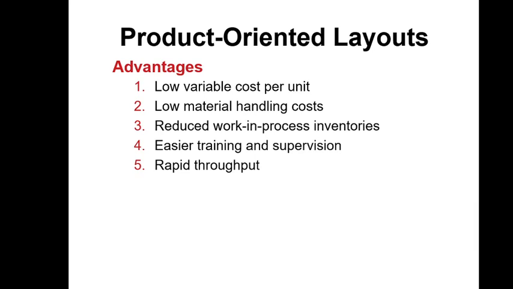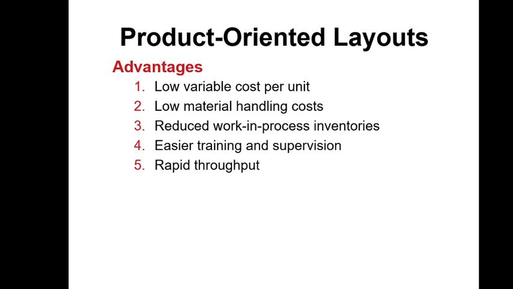What are the advantages of product-oriented layout compared, of course, to other layouts? Low variable cost per unit, and this is very important. Low variable cost per unit. Why? Because the number of units that we are producing is high, and we said you cannot really use the product oriented strategy or the product oriented layout unless you have massive production, yani unless you are producing in high volumes.